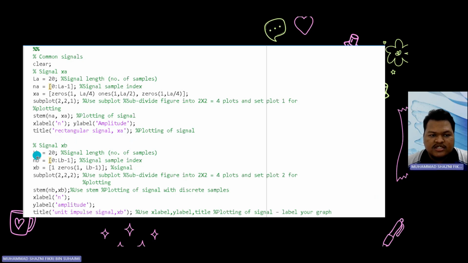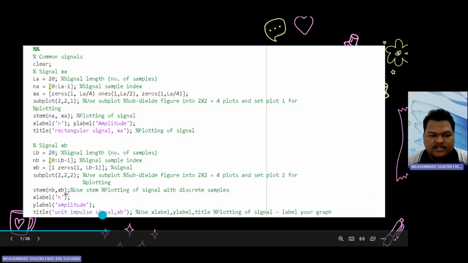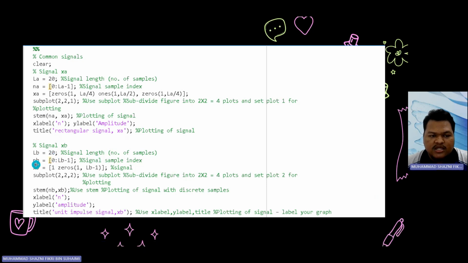Next is signal XB. Signal XB is defined for the unit impulse signal. LB is the signal length, 20, and NB is the signal sample index. XB is 1 at 0, and the others are 0 up to LB minus 1. This is the signal.